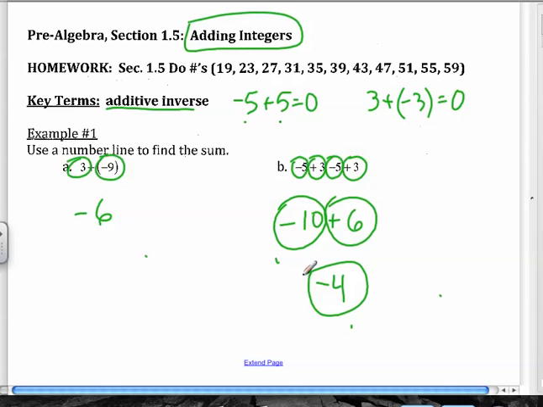Nicholas? Negative 10, positive 6. Which one has more? Negative 10. How many more? Negative 4. Good. That's our answer. Good job, guys. Let's look at the next one.